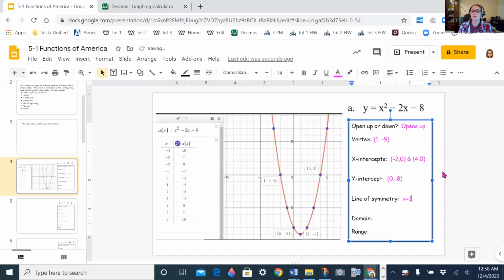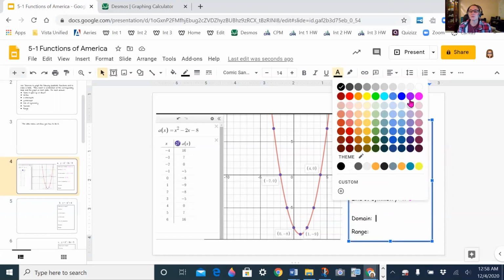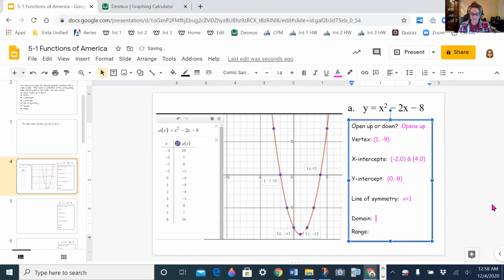X equal 1. And then the domain. So the domain are your x's. And in this case, x's are going this direction. Okay, how far to the left, how far to the right are we going in this graph? And so in this case, this goes forever and ever in both directions because I can keep on going out further if I wanted to. I didn't have enough graph for that.